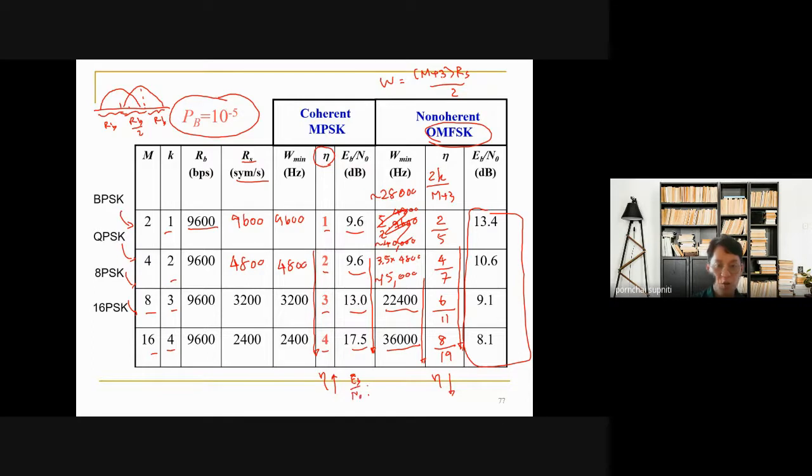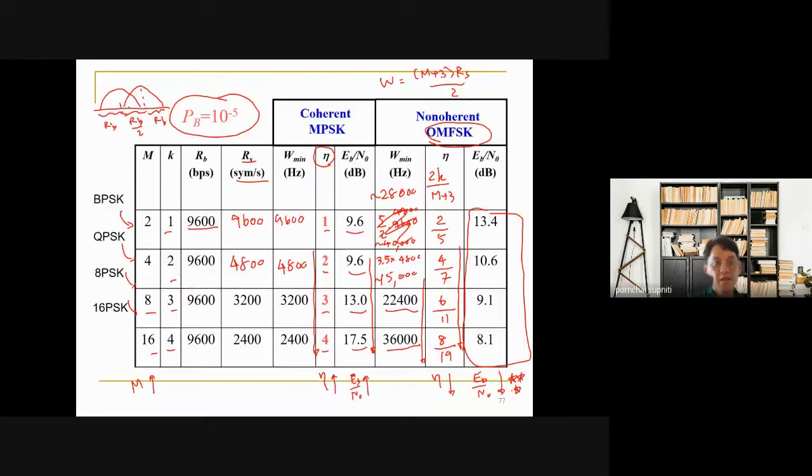SNR you require more as M increases. But for MFSK, it's interesting. You require less SNR. So this is one of the interesting points of FSK. Although it has worse bandwidth efficiency, in terms of the required SNR, it requires less. Because for FSK, for each symbol, you use an orthogonal dimension. So you sort of send on a separate channel. They don't interfere with each other because they are orthogonal.